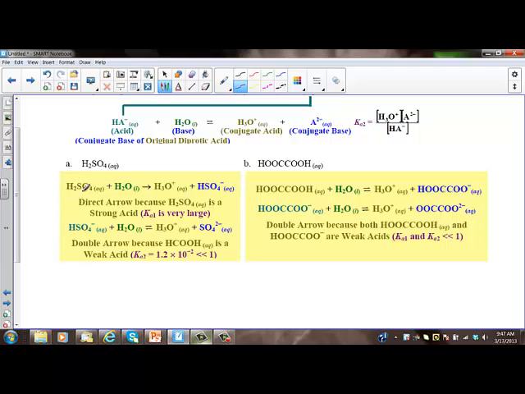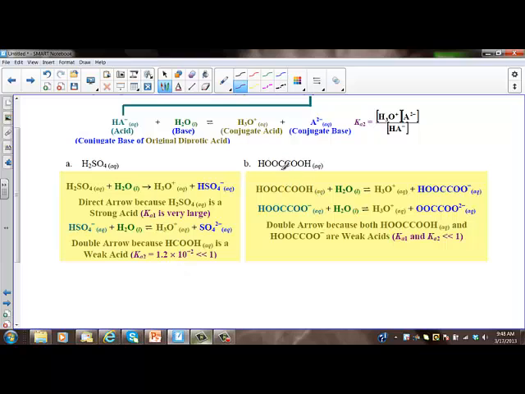So in these two examples, you have H2SO4, and you see the one H is removed. It's a direct arrow because it's very strong. And then when the subsequent H comes off, you see we have a double arrow because now HSO4 minus is considered weak. So the equilibrium is going to go back and forth, back and forth. And you can see that the Ka2 value is very small. So when I said that the subsequent Ka values really don't affect the ending solution, you can see why.